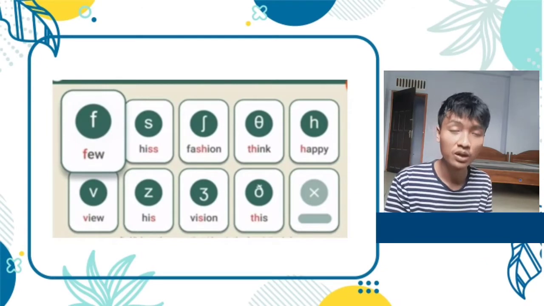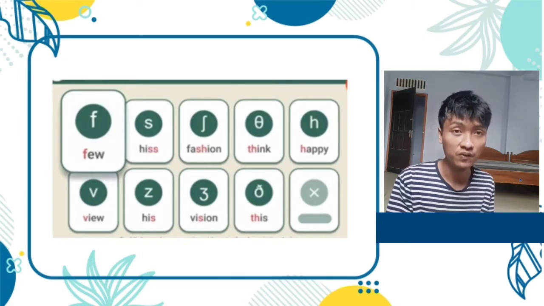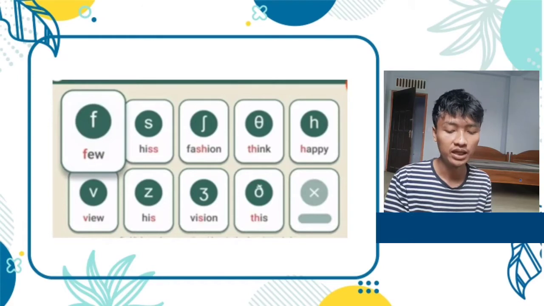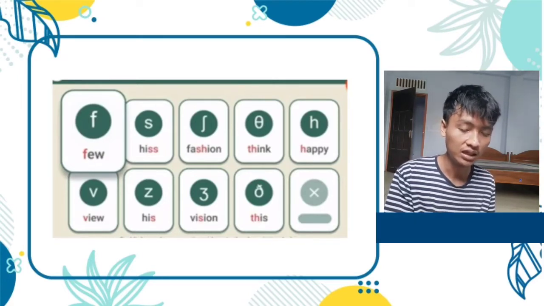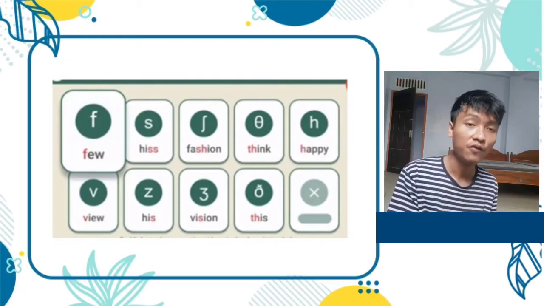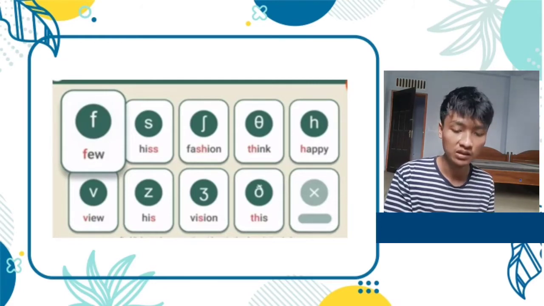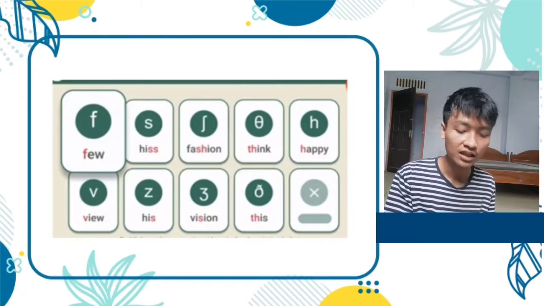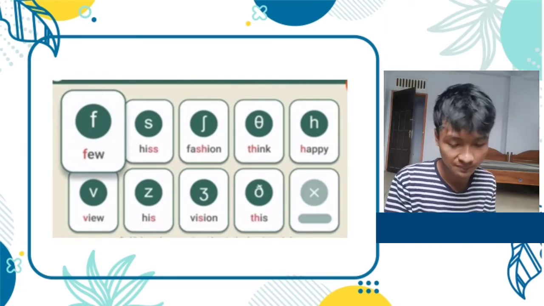They are: number one, f as in few, and then v as in view, and then s as in his, and then z as in his, and then sh as in fashion, and then zh as in vision, and then th as in thing, and then th as in this, and then h as in happy.